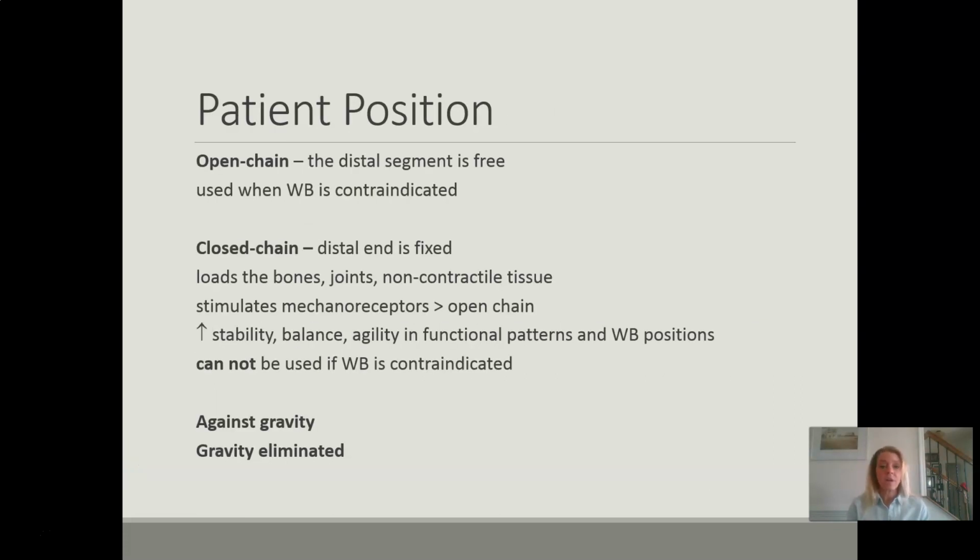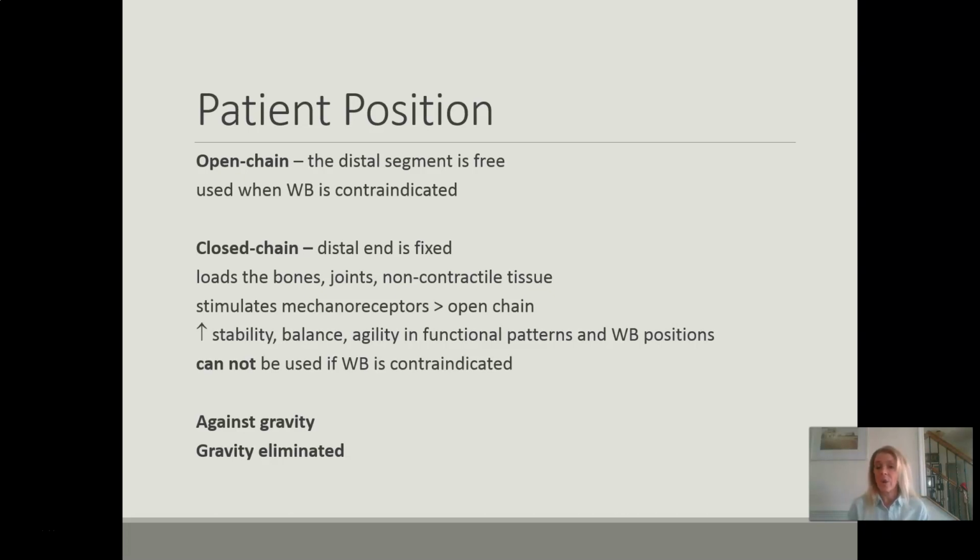I'm sure you guys have talked about open chain versus closed chain before, so we won't go too far into that, but definitely remember the difference between the two. With open chain, your distal end limb segment is free. With closed chain, your end limb segment is fixed against the floor or against the wall. Open chain is usually focusing on one or just a few muscle groups at a time, whereas closed chain is going to affect generally multiple muscle groups at one time.